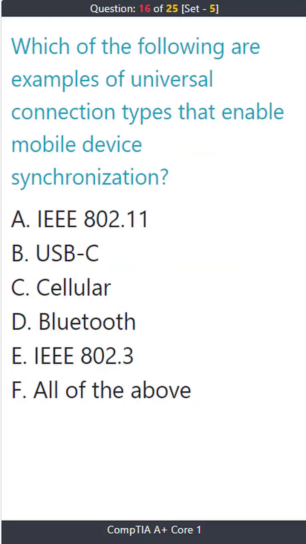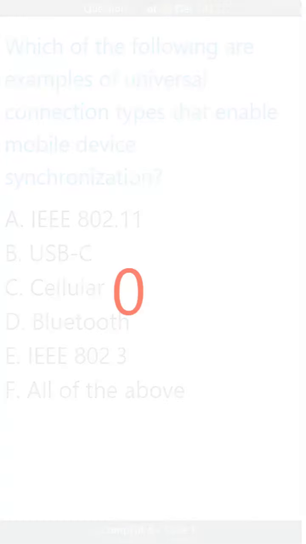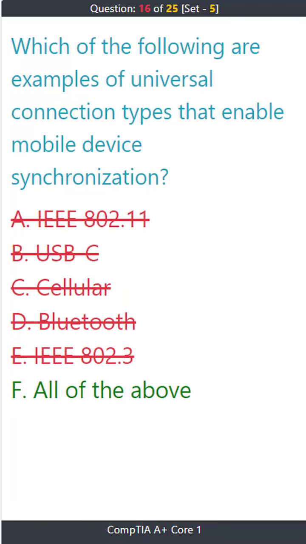Question 16. Which of the following are examples of universal connection types that enable mobile device synchronization? A. IEEE 802.11. B. USB-C. C. Cellular. D. Bluetooth. E. IEEE 802.3. F. All of the above. The correct answer is F. All of the above.